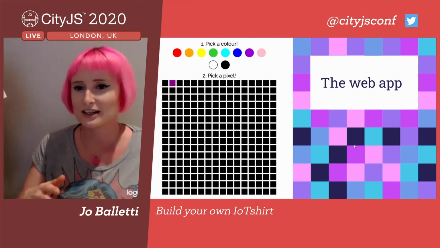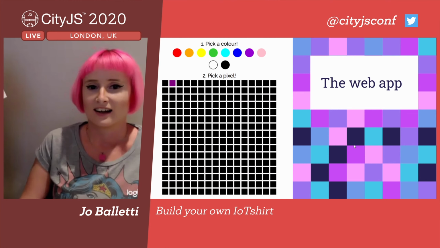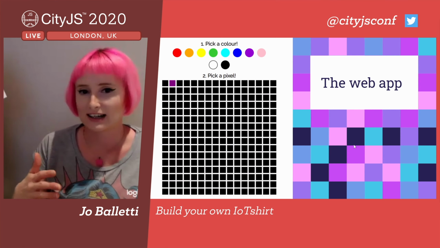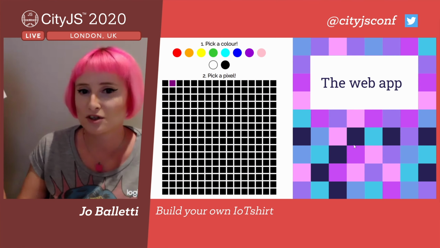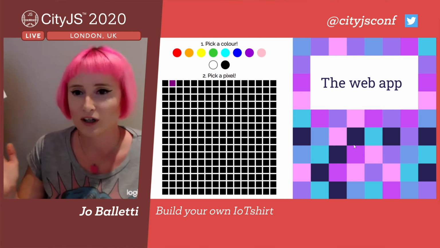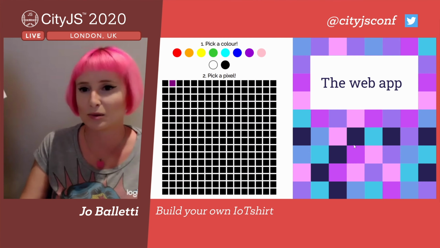Once the user has picked a color from the top and then chosen a square in the array, the app will update the fill of that square to match the selected color. But we also want it to light up the correct LED on the t-shirt. So we're going to need some sort of messaging service in order to connect the app with the t-shirt.